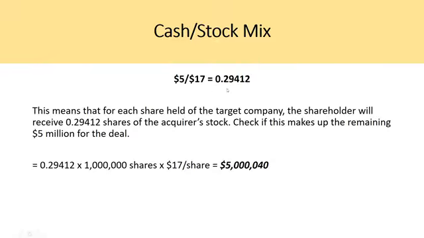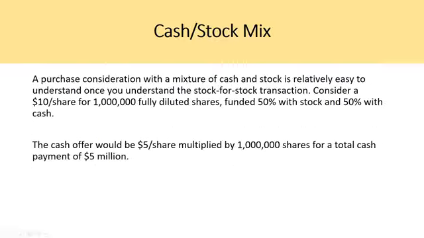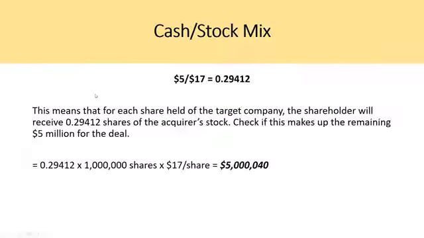Now we can actually check this to see if it makes sense. So we take our exchange ratio, we multiply it by fully diluted shares of the target company, and then we multiply it by the value of the acquired shares, the shares that are being given. And once we calculate, we multiply 0.29412 times a million times 17, we get around $5 million, which makes up the remaining portion with the cash payment of $5 million for a total of the $10 million offer price for the company. And so that's much easier.